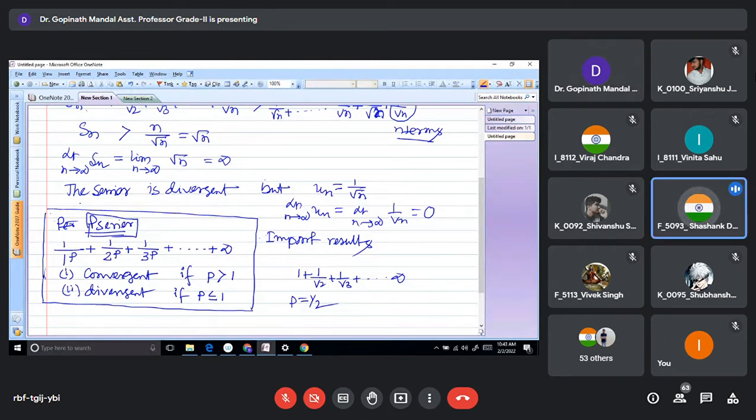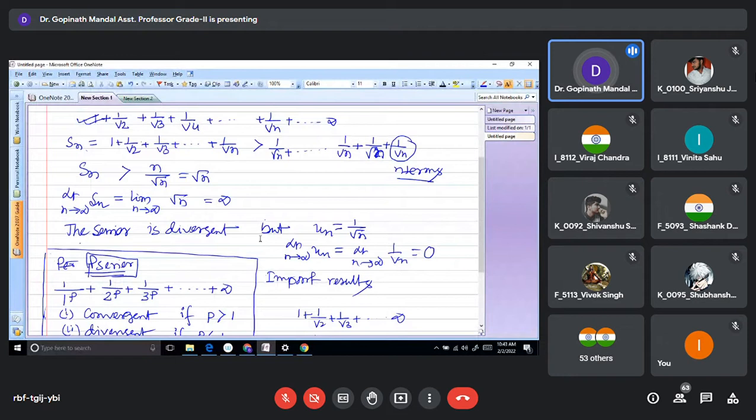Okay. And sir, above the step of Sn is greater than n by root n, in the above step you have written that it is less than 1 by root n plus 1 by root n till n terms. What does it mean? 1 by root n, right? So, yes, sir. What actually does it mean? Sn is greater than root n, right?